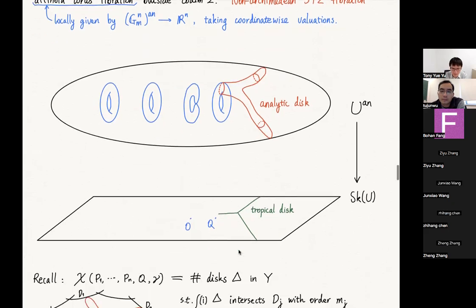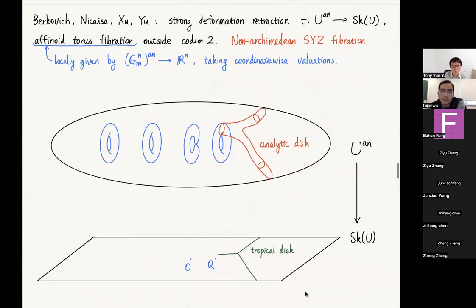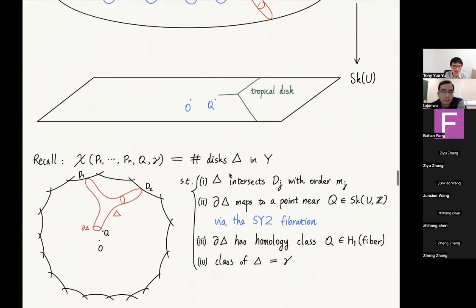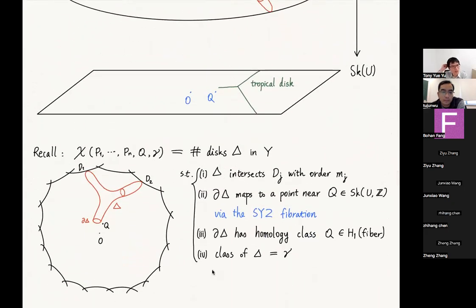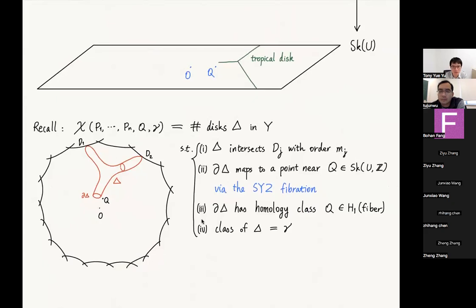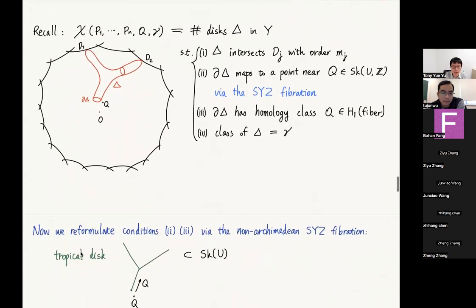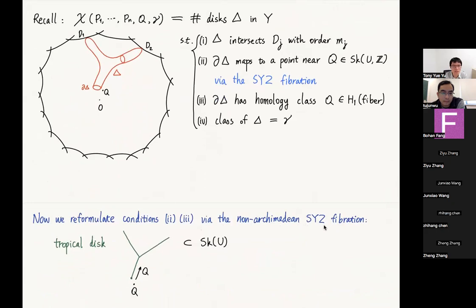So using this graph or tree, one can make things pretty clean. Now let me explain: we have this non-Archimedean SYZ fibration, and how are we going to do the counts? In other words, how to make these conditions more precise. Here I just copy-pasted my old conditions, and we want to reformulate conditions 2 and 3 in terms of a non-Archimedean SYZ fibration.